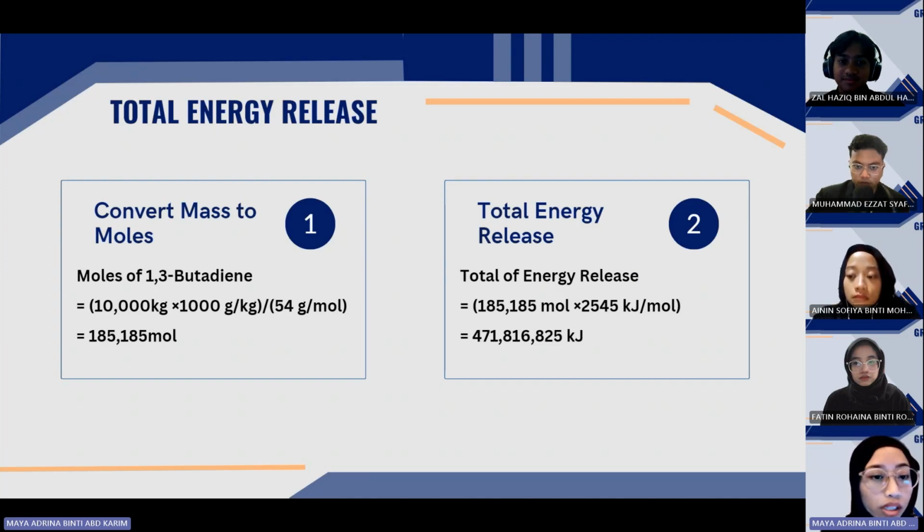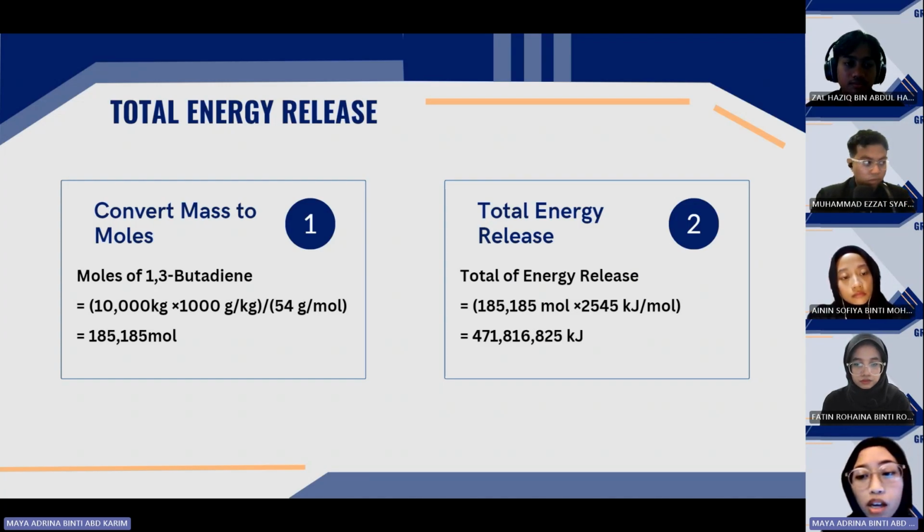So let's take a look at the total energy release. We know that 1 ton is equal to 1,000 kg, so 10 tons is equal to 10,000 kg. Also, the molar mass of 1,3-butadiene is 54 gram per mole, and the heat of combustion of butadiene is 2545 kilojoule per mole. So first, we need to convert from mass to moles. After the conversion, we get the moles of 1,3-butadiene is equal to 185 mole. Then we need to multiply it by the heat of combustion of butadiene, which is 2545 kilojoule per mole, to get the total energy release. So the total energy release, we get the value as shown below.